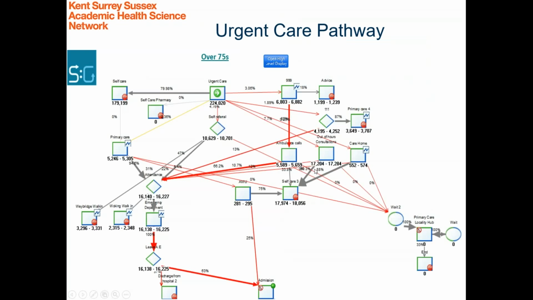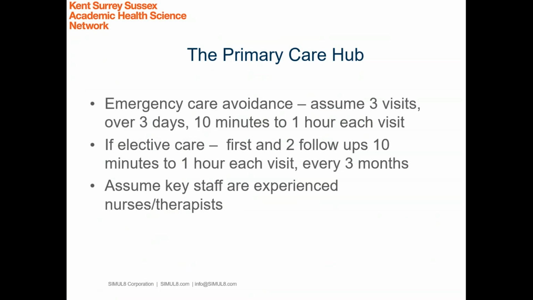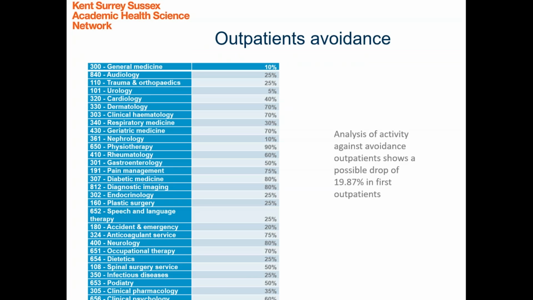We then mapped out all the pathways, and because we wanted to look at the knock-on impact on other services of this new service, we've mapped out quite a lot of different healthcare services. We looked at how the primary care hub is likely to work as well, so 3 visits over 3 days if we're looking at emergency care avoidance. If we're elective, we thought it would be a bit different and would have a first visit and then 2 follow-ups every 3 months. And we looked at the staff requirement. We looked at which services are likely to take patients on, and then we could see which services those patients are currently using, and how much activity we can take away from those services.